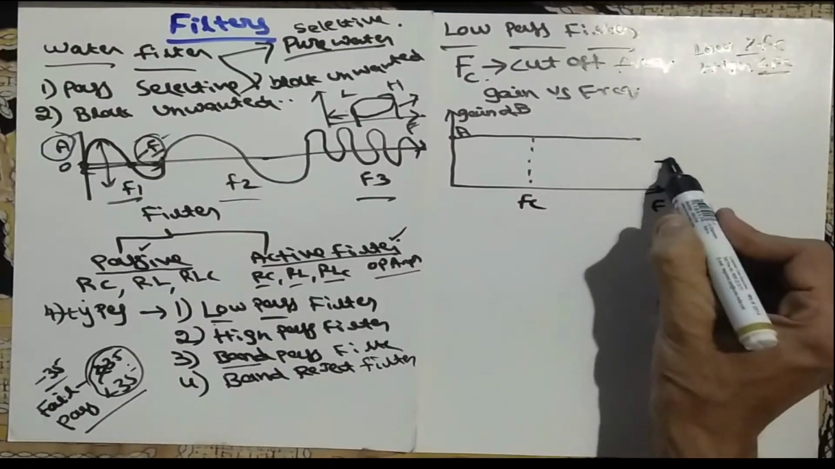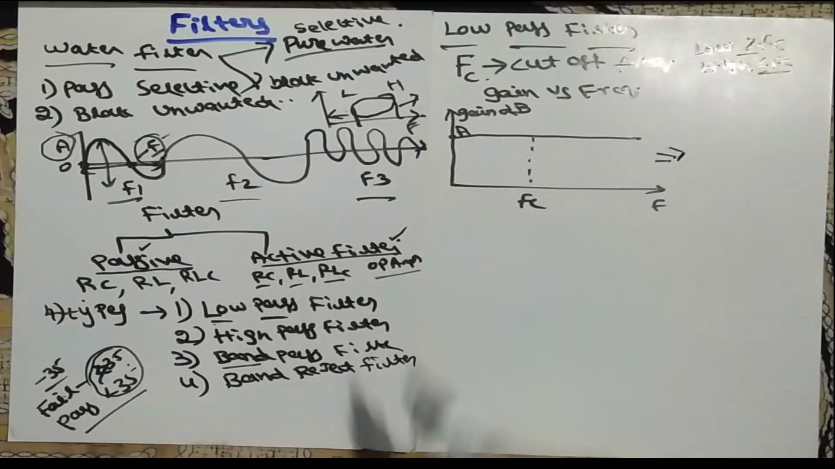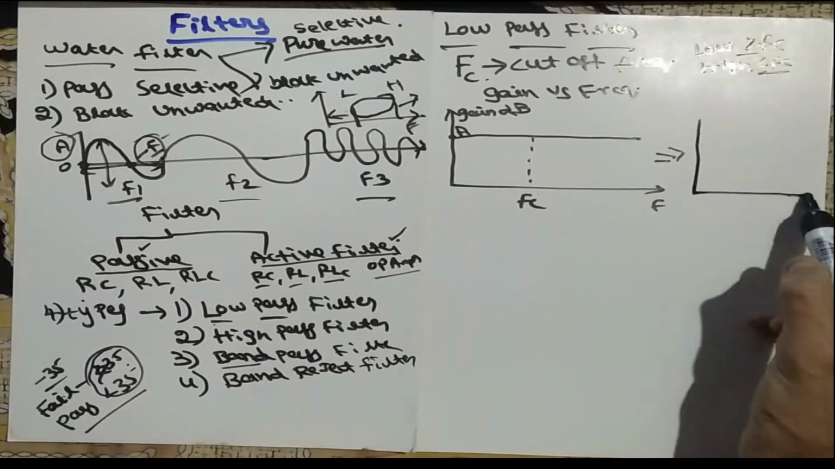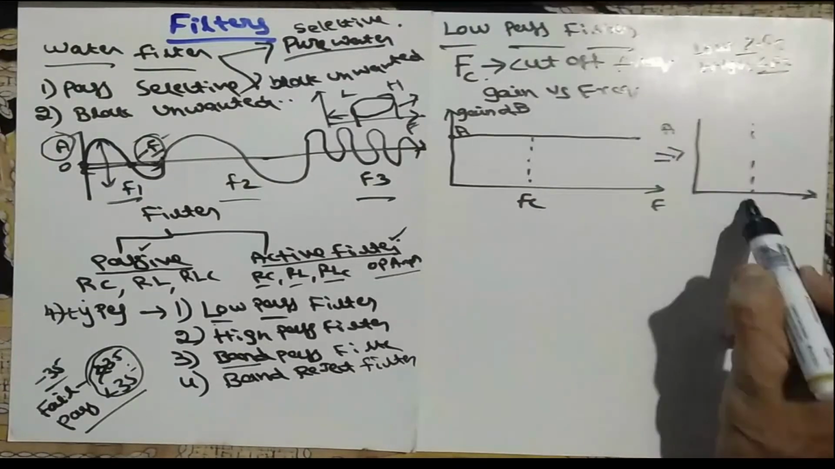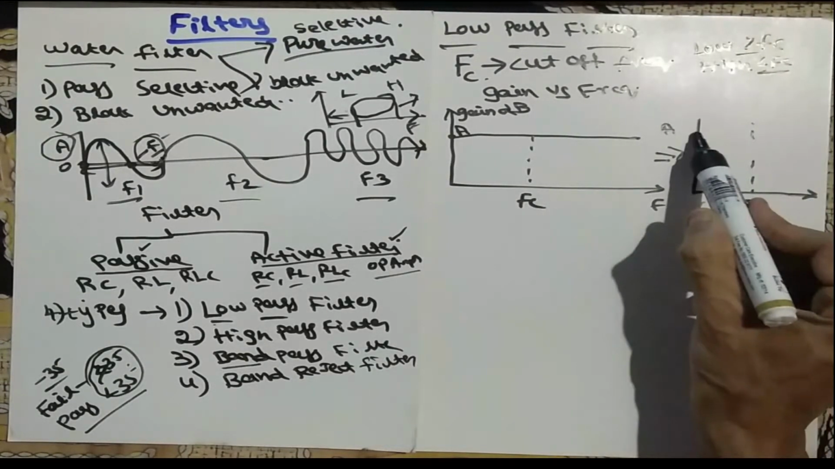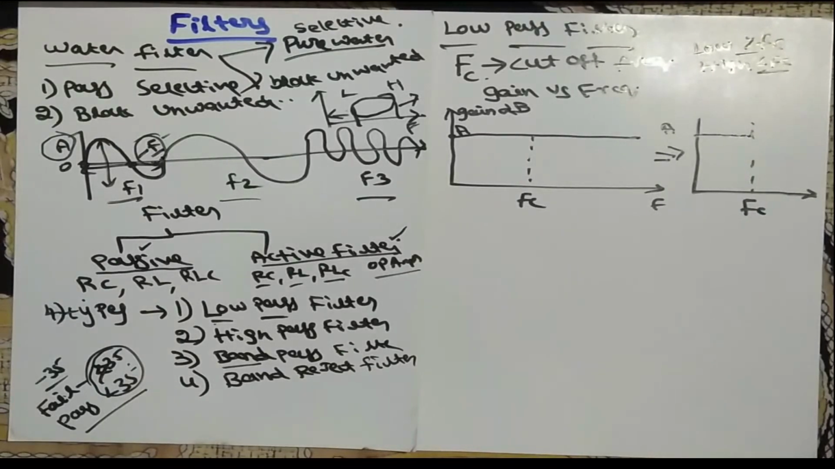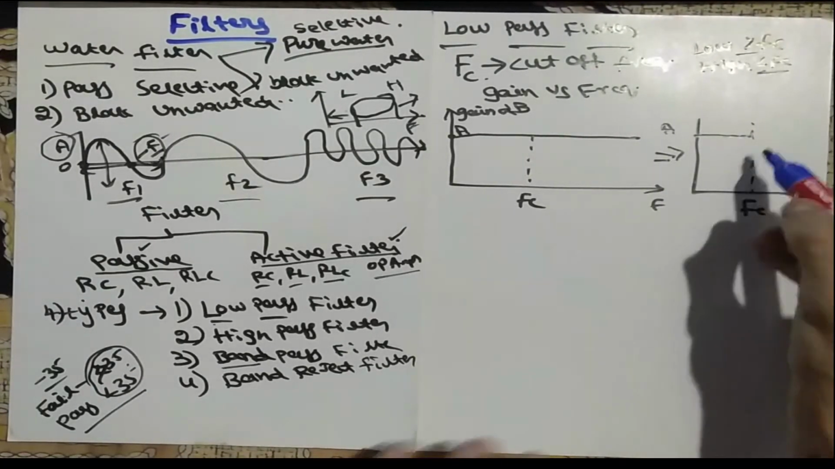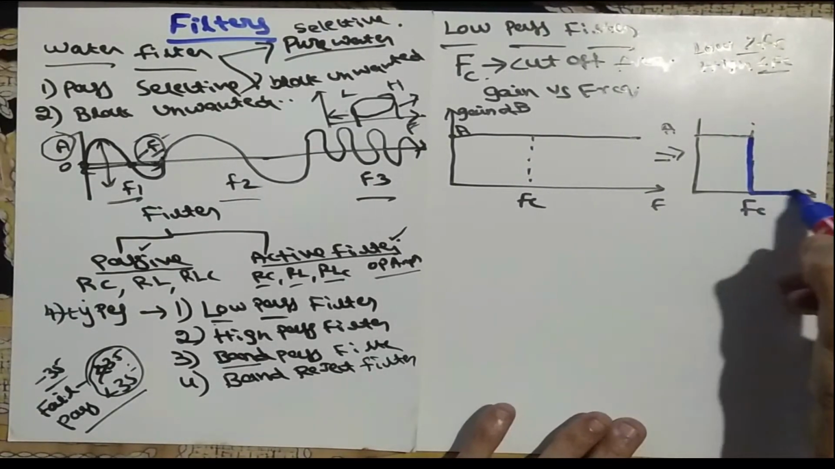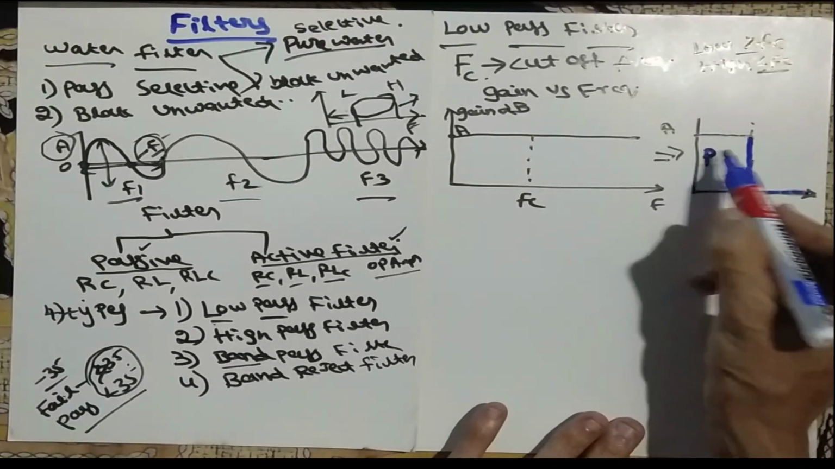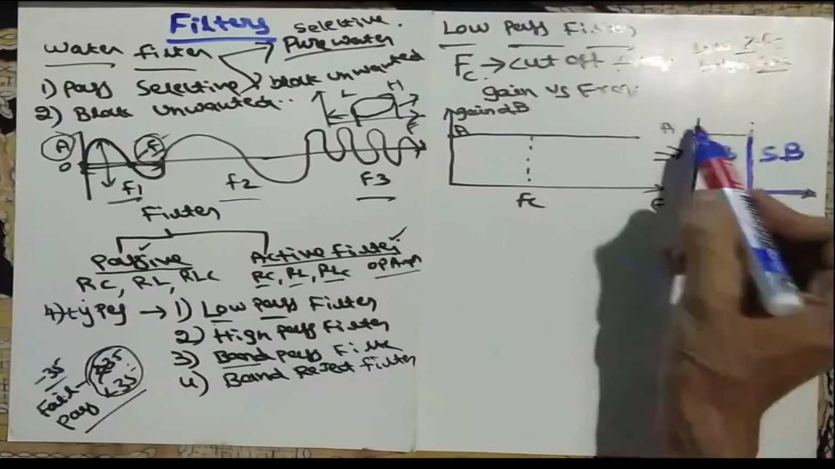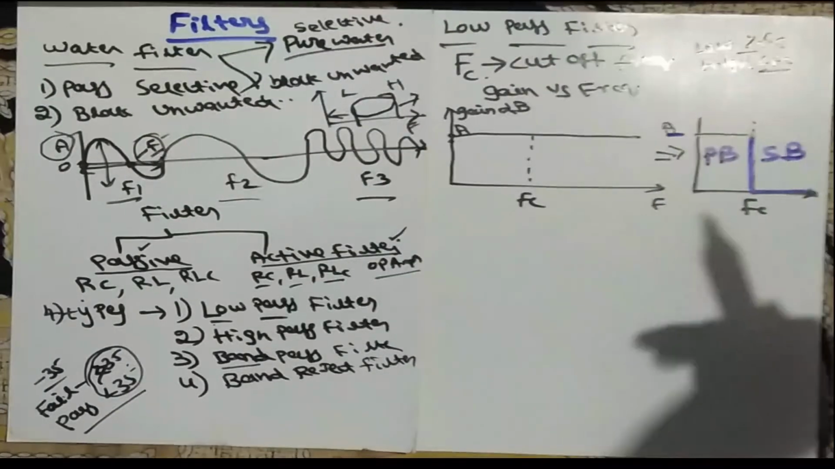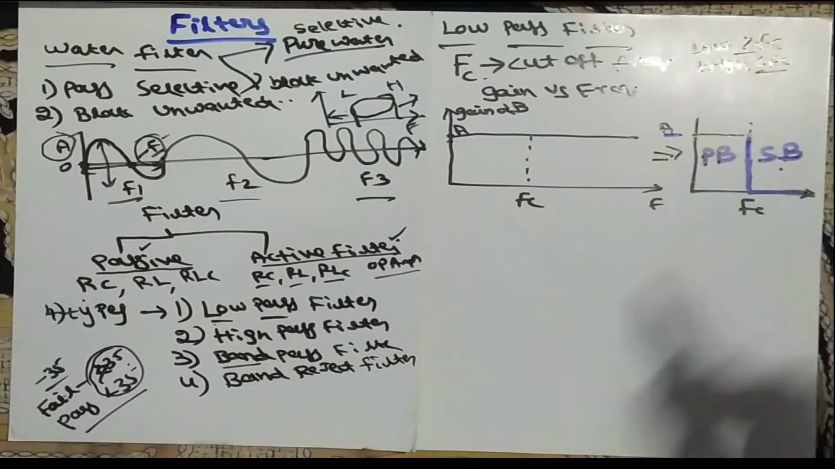What happens if you apply a low pass filter to this portion? The gain is this way, and we call this one FC. Only the portion up to FC is passed and the other portion is blocked. Blocked means we take it as 0. This one we call the pass band, this one we call the stop band. The gain in the pass band remains the same, but in the stop band the gain becomes 0.